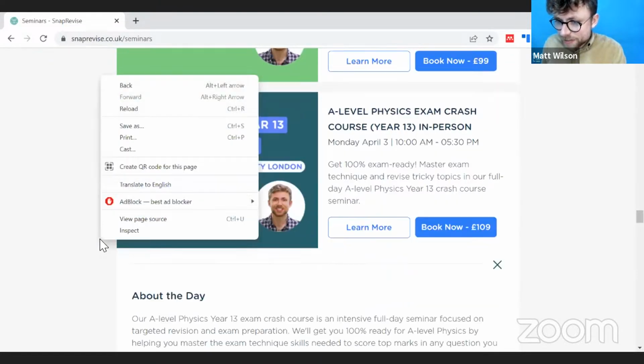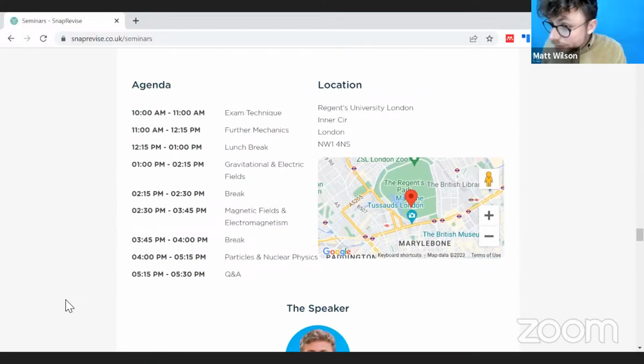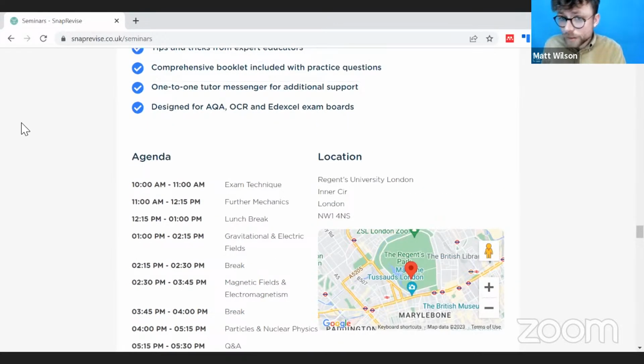And then here for the year 13 session, we're going to be going through further mechanics, gravitational and electric fields, magnetic fields and electromagnetism, and particles and nuclear physics. And like I said, in each of these sessions, we'll be practicing the exam technique that we learn in the morning as well. And at the end of each, there's a question and answer session too.